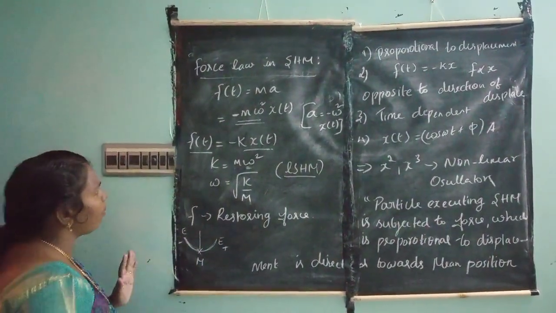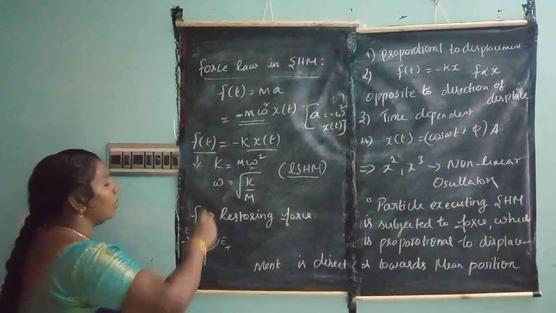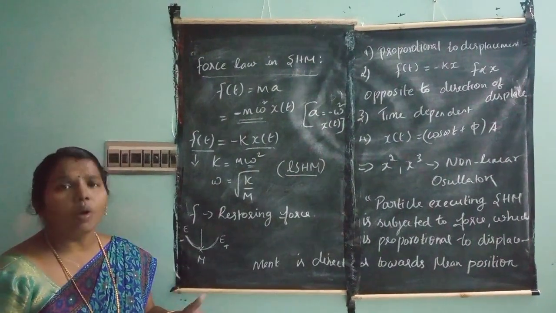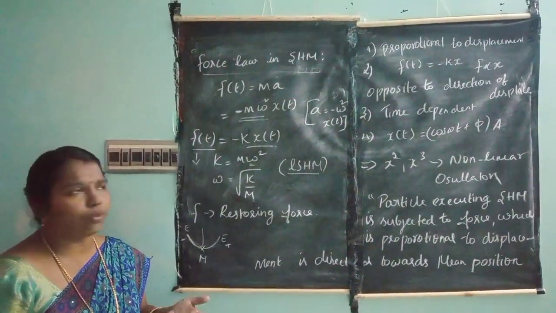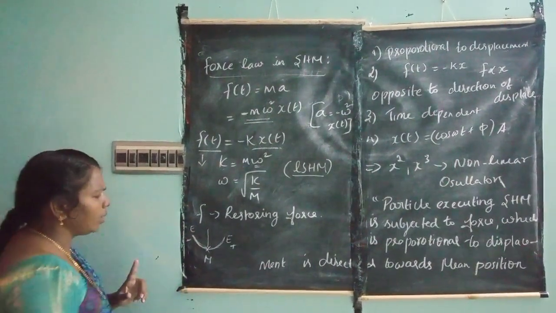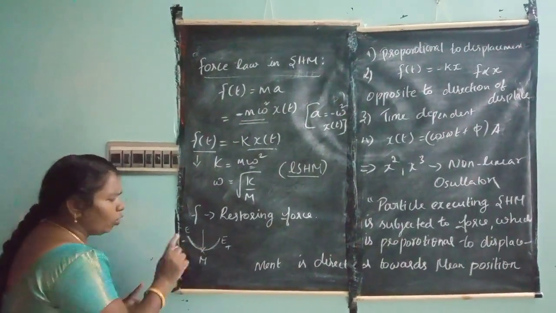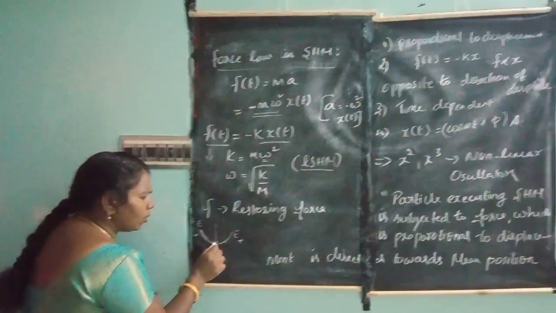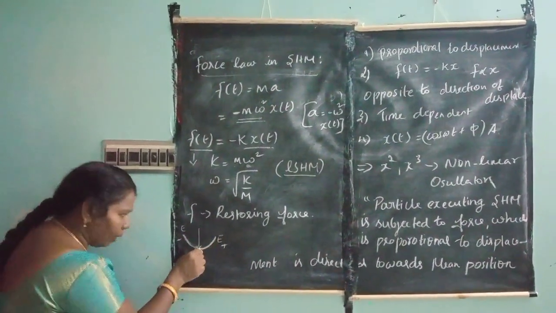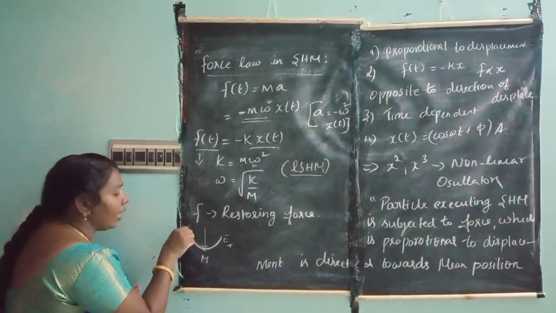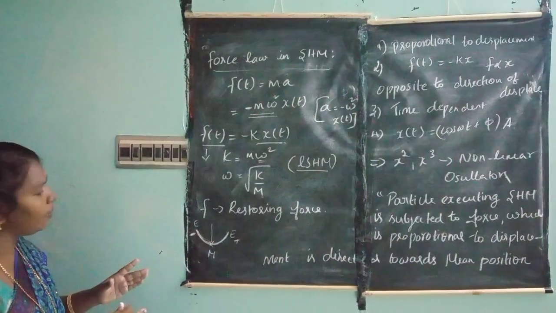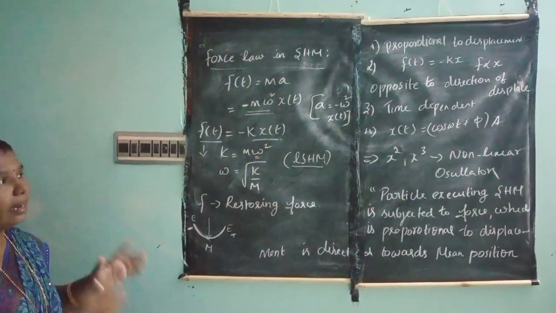Next, f of t is a restoring force. So what is a restoring force, and what are the characteristics of the restoring force? See here, this is the mean position. When I touch the object, it goes to the extreme position in the positive direction, then comes back to the mean position and moves on to the extreme negative direction. So the displacement is taken here in the negative manner.